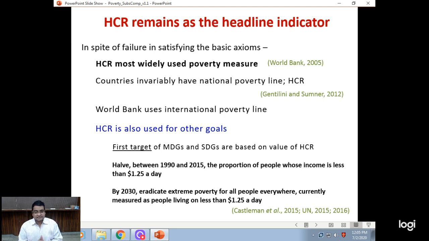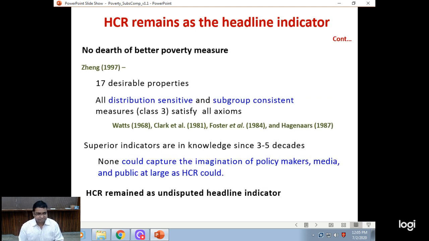So this is the problem. In the poverty literature, the scholars, the policymakers, the researchers, all of them know that the headcount ratio is the crudest measure, the simplest measure, and has quite a few limitations, but still it rules the world in terms of its popularity, not only among a larger section of the people, but also among policymakers and planners. So now the question obviously is, HCR remains the headline indicator. Is it because there is a dearth of a better indicator of poverty in the literature? Actually, that is not true either.